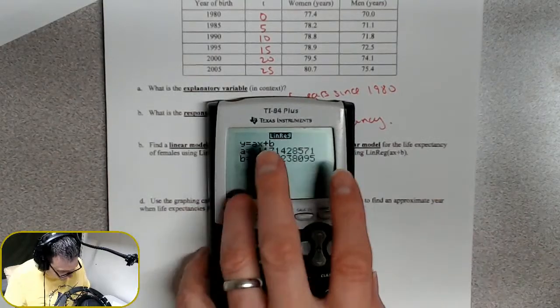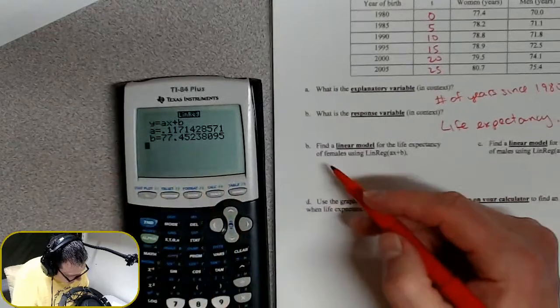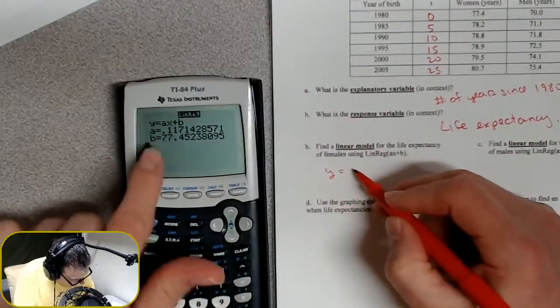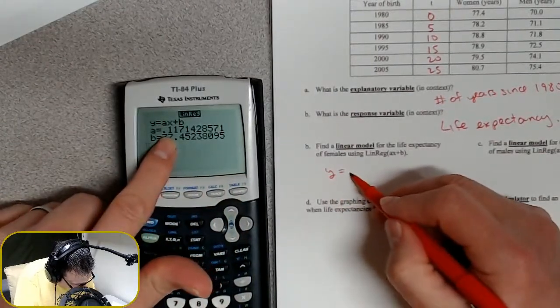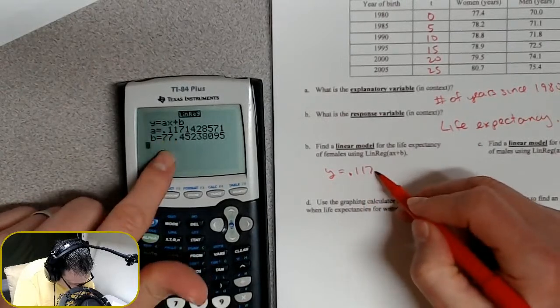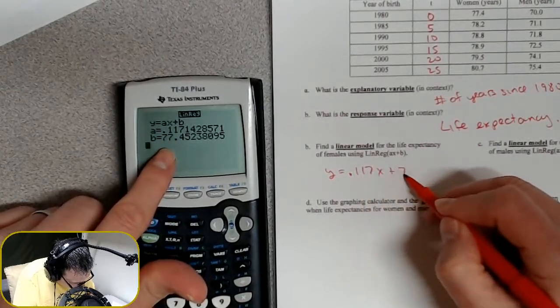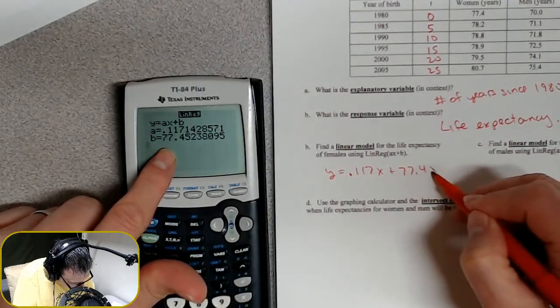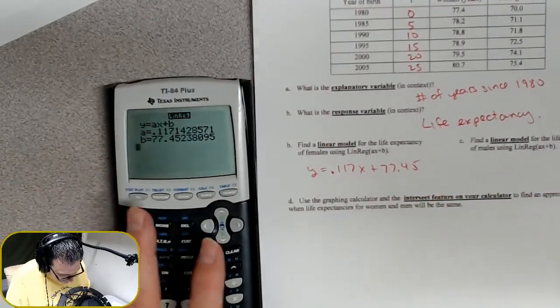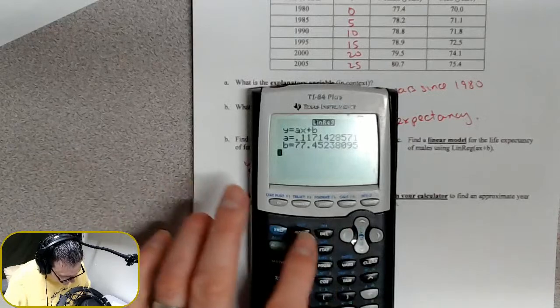And it says, let's write it out, the equation y equals, remember a is the slope, 0.117x plus 77.45. Okay? And then let's do the same thing for males.